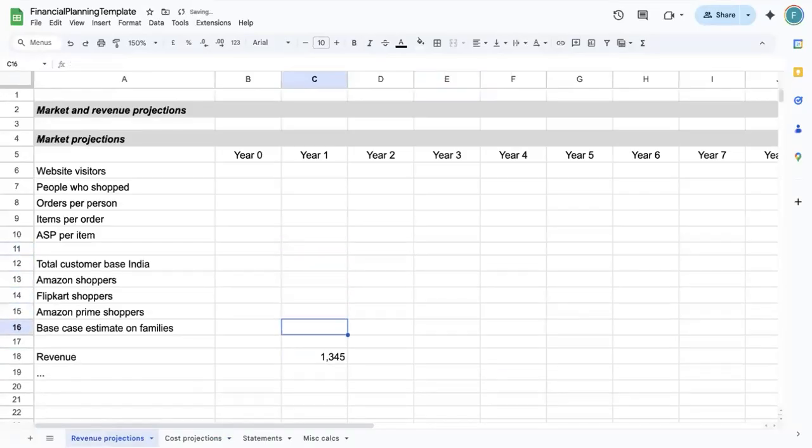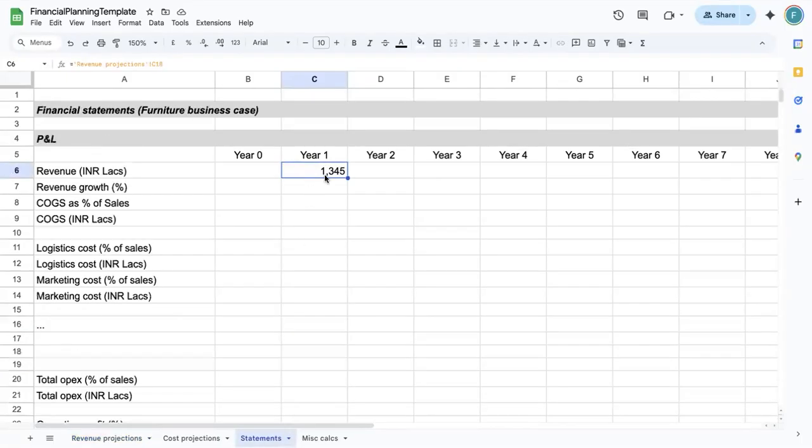So what I was trying to say is that, let's say revenue, you did a bunch of calculations and you arrive at a certain number, which is in this cell, which is C18, right? Then your statements should essentially refer to this cell and then project it like that. Just a way of keeping your calculations clean. Got it?